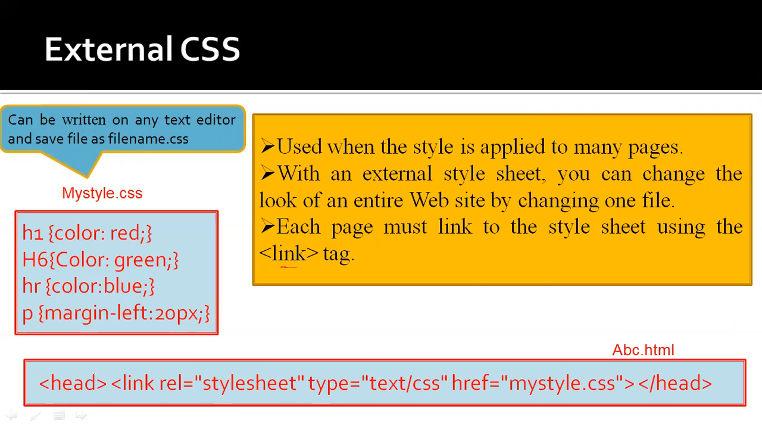As you can see here, suppose I'm writing an HTML file, that is abc.html. Inside abc.html, I need to write the link tag. REL specifies the relation between the documents. It is of stylesheet type. Type is equal to text/css. It again defines the type of the text is CSS. File is of CSS type.